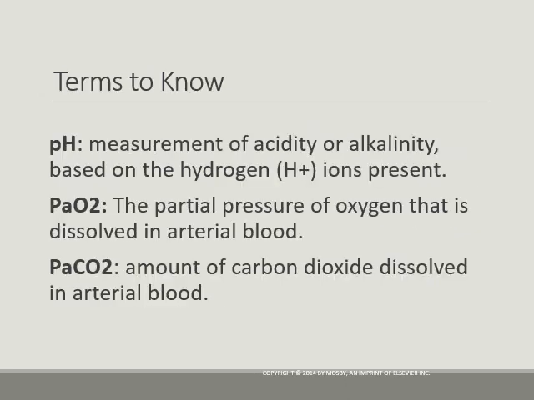Here's some other terms too. pH, it's the measurement of acidity or alkalinity, and it's based on how many hydrogen ions are present. Remember that hydrogen is an acid. So if we have a lot of hydrogen ions present, it's going to have a low pH or acidic. PaO2 is the partial pressure of oxygen that's dissolved in arterial blood, and PaCO2, the amount of carbon dioxide dissolved in arterial blood. So we're looking at blood gases on both of those.